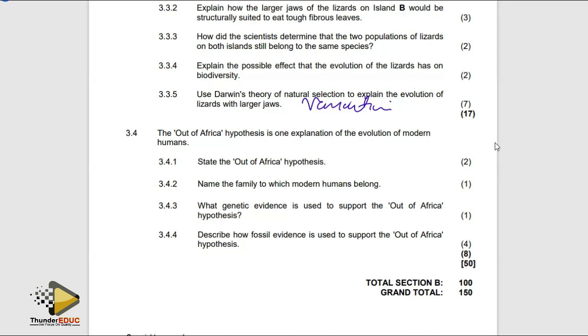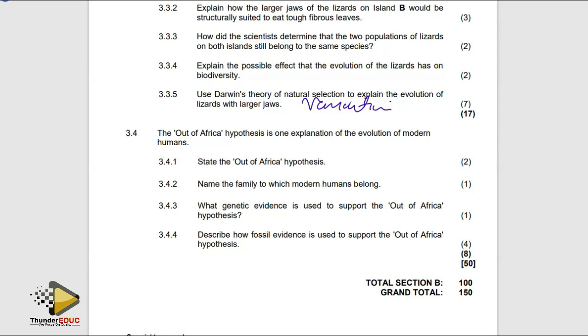Those which survived passed their genes to the next generation, and after many generations, all the population of the lizards were made up of large jaws. That's how you can use Darwin's theory of natural selection to show how this evolution of large jaws came about.